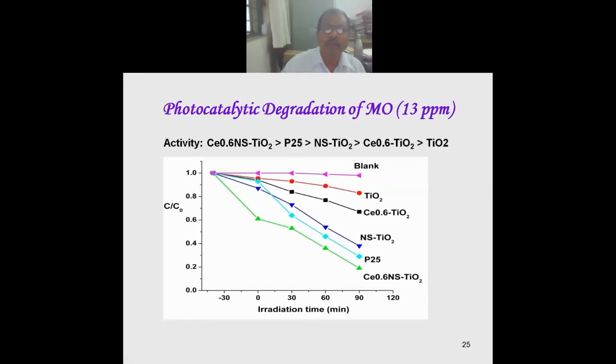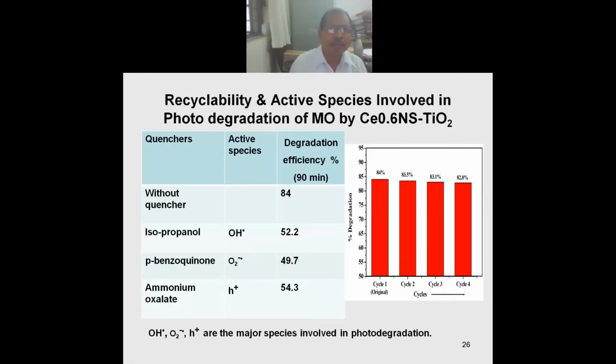This is the recyclability result. The recyclability of the catalyst was tested with the same catalyst used several times. After completion of a cycle, it is removed, washed, cleaned, dried, and again reused. For several cycles it is used, and there is only a marginal decrease in the degradation efficiency of the dye. Not much decrease in the efficiency.